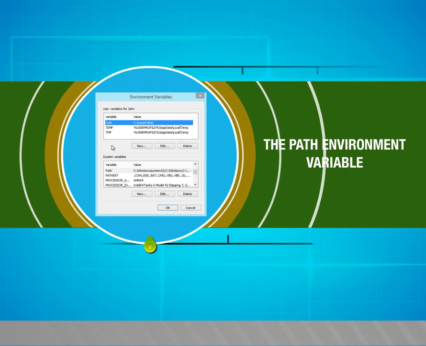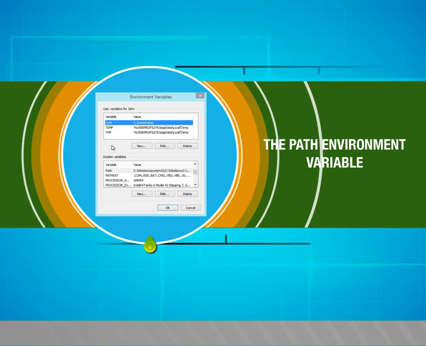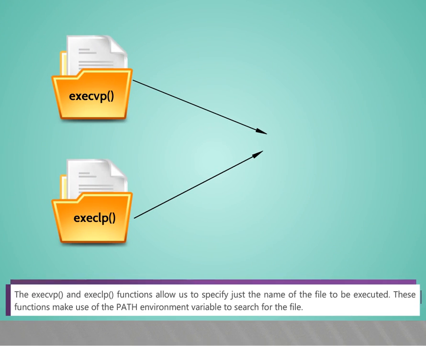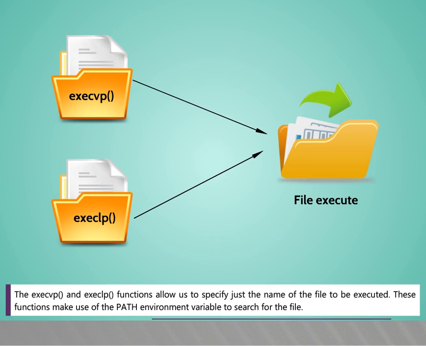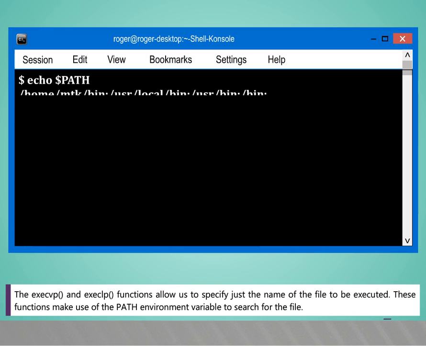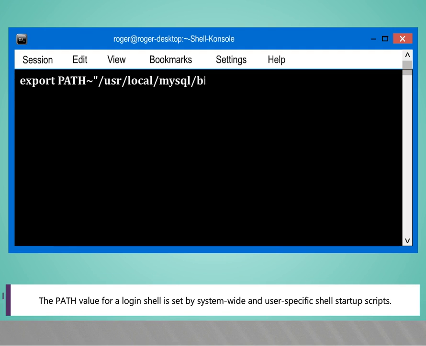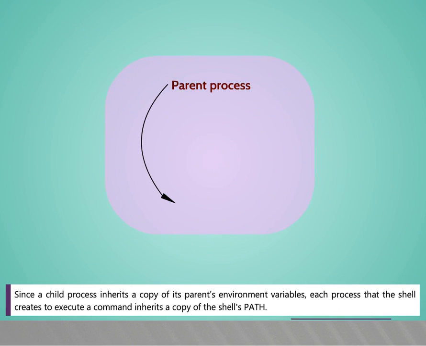The PATH environment variable. In this video, we are going to see about the PATH environment variable. The execvp and execlp functions allow us to specify just the name of the file to be executed. These functions make use of the PATH environment variable to search for the file. The PATH value for a login shell is set by system and user-specific shell startup scripts. Since a child process inherits a copy of its parent's environment variables, each process that the shell creates to execute a command inherits a copy of the shell's PATH.